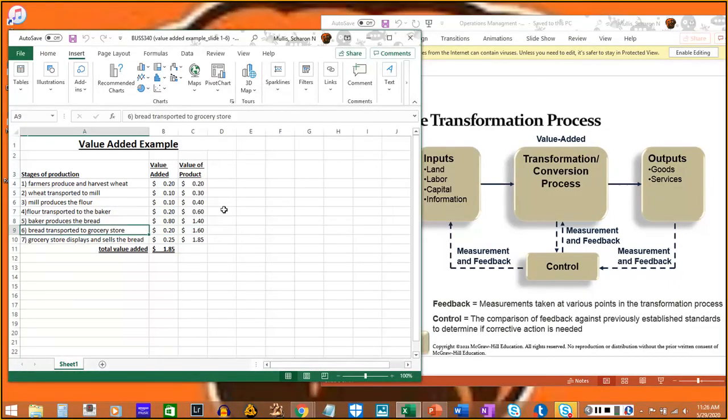Now stage 6, the bread has to be transported to where the customer is, which most times is at a grocery store. So Baja, what would be some inputs that would go into transporting the bread from the baker to the grocery store?